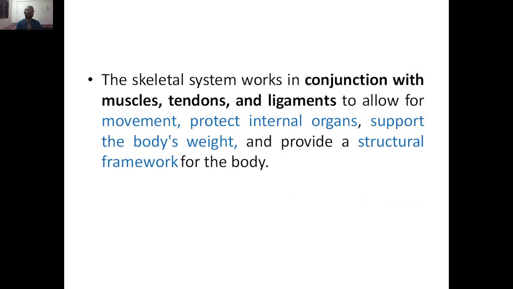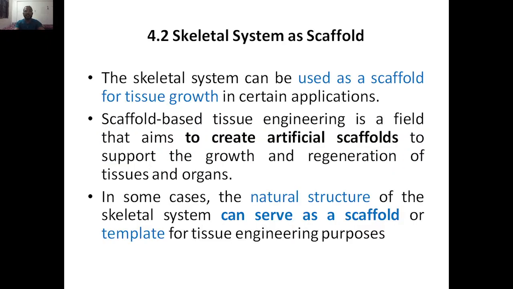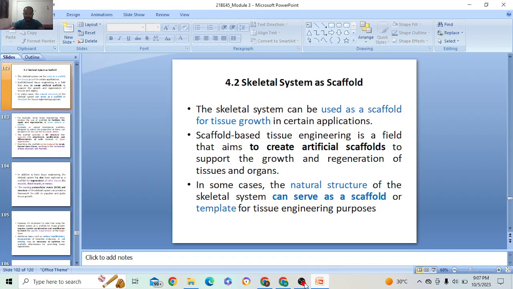So ಇಲ್ಲಿ ಏನಾಗುತ್ತಪ್ಪ ಅಂದರೆ ಸ್ಕೆಲೆಟಲ್ ಸಿಸ್ಟಮು ಹೇಗೆ ವರ್ಕ್ ಮಾಡಬೇಕಂದ್ರೆ ಅದು ಎಲ್ಲ ಈ ಮಸಲ್ಸು, ಟೆಂಡನ್ಸ್, ಲಿಗಮೆಂಟ್ಸ್ ಒಟ್ಟಿಗೆ ಇದ್ದರೆ ಮಾತ್ರ ವರ್ಕ್ ಆಗೋಕ್ಕೆ ಚಾನ್ಸ್ ಇರುತ್ತೆ. ಸೊ ಏನೆಲ್ಲ ಫಂಕ್ಷನ್ ಮಾಡುತ್ತೆ, ಇದು ಮೂಮೆಂಟ್ಗೆ ಯೂಸ್ ಆಗುತ್ತೆ, ನಮ್ಮ ಇಂಟರ್ನಲ್ ಪಾರ್ಟ್ಸ್ಗೆ ಪ್ರೊಟೆಕ್ಟ್ ಮಾಡುತ್ತೆ, ಮತ್ತು ಬಾಡಿ ವೇಟ್ಗೆ ಸಪೋರ್ಟ್ ಮಾಡುತ್ತೆ, ಮತ್ತು ಸ್ಟ್ರಕ್ಚರಲ್ ಫ್ರೇಮ್ ವರ್ಕ್ ಆಫ್ ದ ಬಾಡಿಯನ್ನು ಸಹ ಇದು ಮೇಂಟೈನ್ ಮಾಡುತ್ತೆ. So that's it. The next topic we are having is skeleton system as scaffold, that we will discuss in the next class.